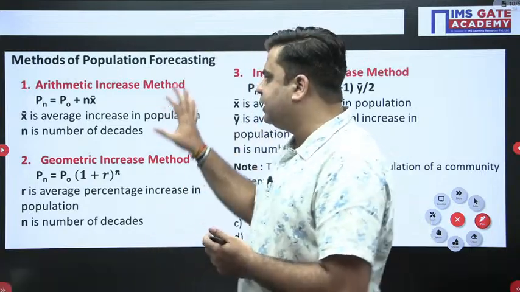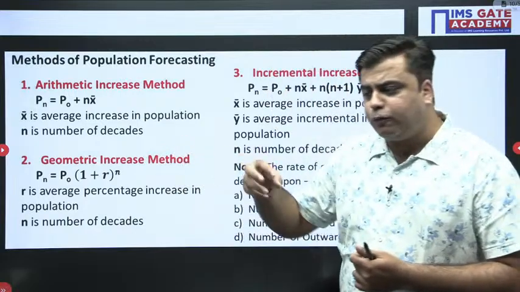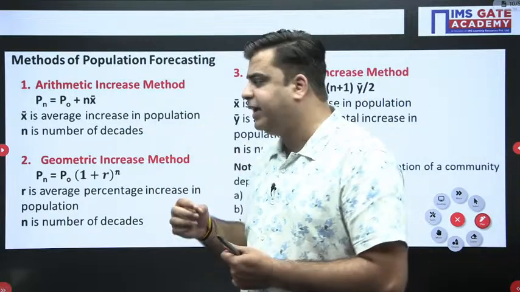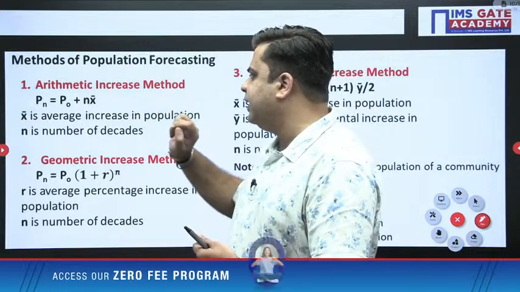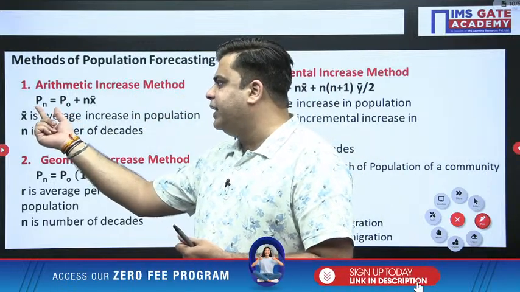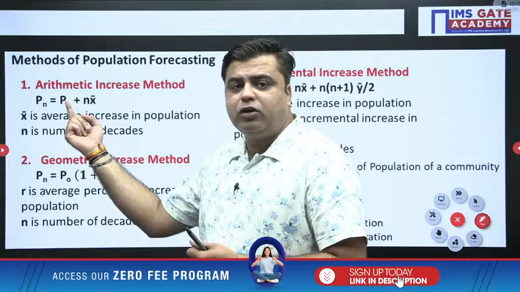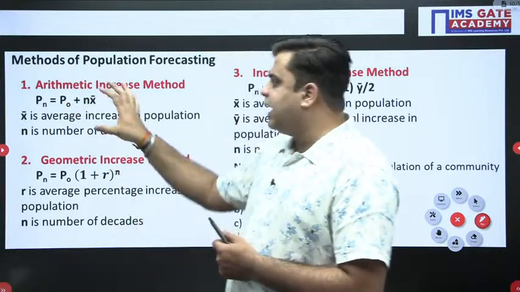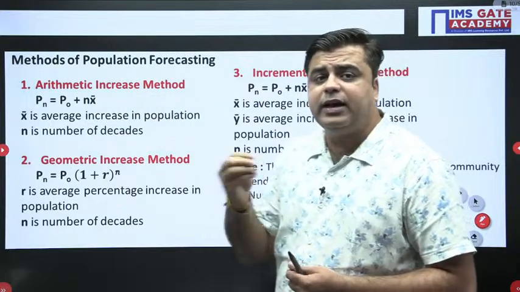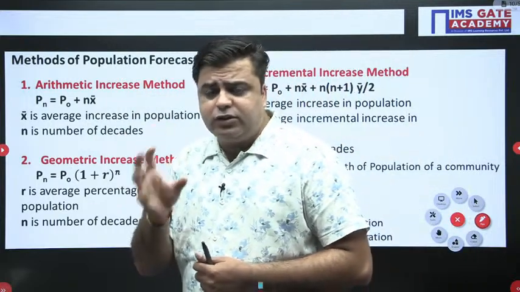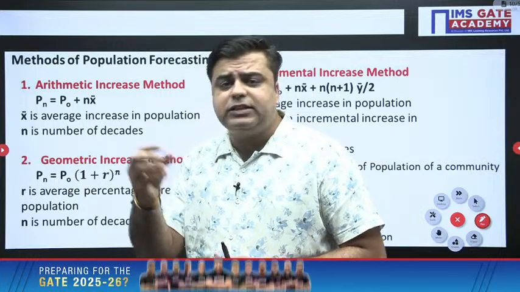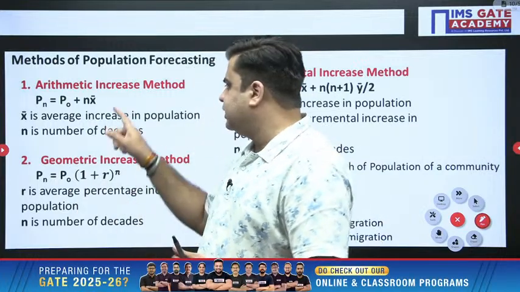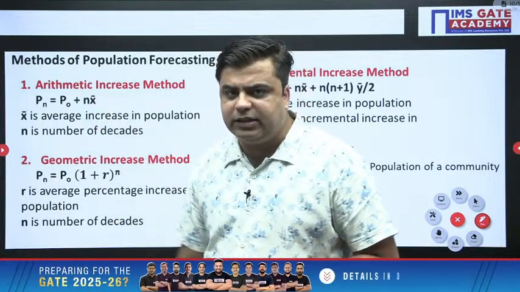Now here are the methods of forecasting the population for further decades. As per the arithmetic increase method, population after n decades is equal to P naught, the last known population, plus n into x bar. In the arithmetic increase method, we assume that the increase in population is constant. So this x bar is the average increase in population.